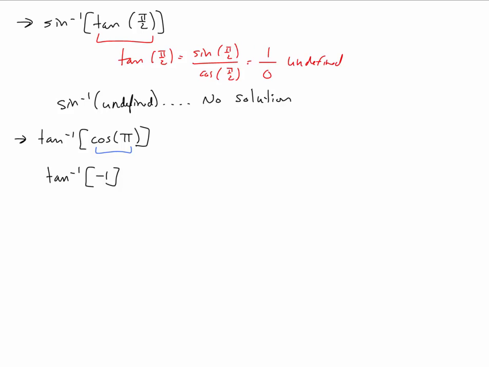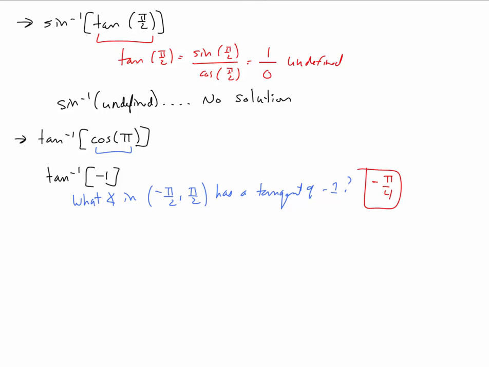Now this one we do want to talk about the restriction. So the work I would show is what angle in the interval from negative to positive pi over 2, parentheses here, not brackets, has a tangent of -1. And now this is knowledge of your unit circle. That's negative pi over 4. Okay, so again, knowing your unit circle is going to be very, very important.